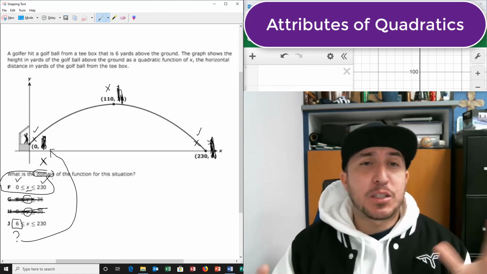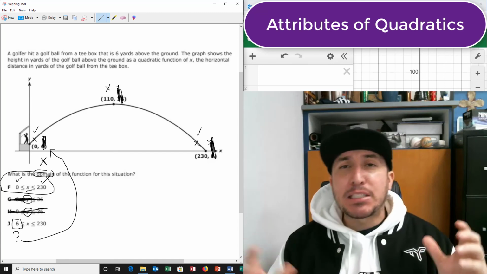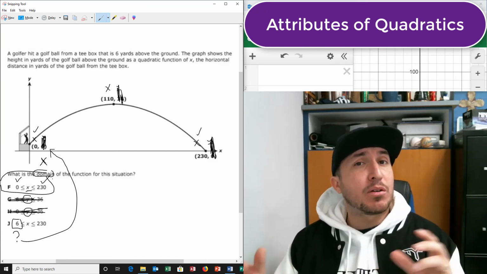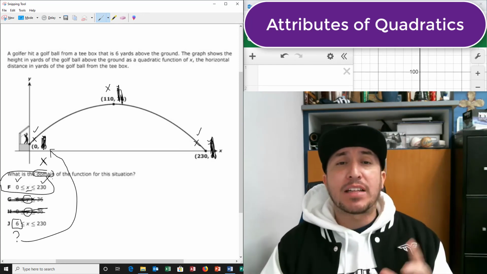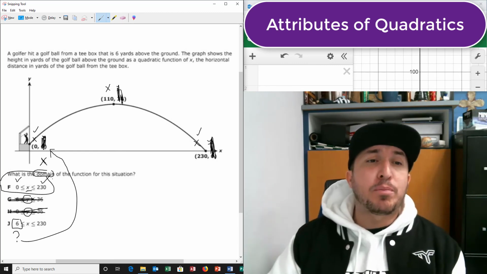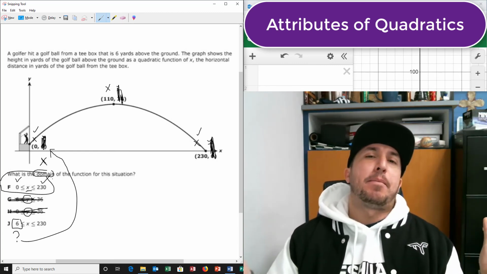So that's it. You got these parabolas, you got the attributes of these quadratics. So you have the y-intercept, you got the maximum, the minimum, the vertex, the axis of symmetry. You got the roots, zeros, x-intercepts, solutions, all that stuff. You got domain and range. You got this reasonable domain and range. Whenever it's a real world problem, domain is not going to be all real numbers, but normally it is. You got all that stuff.